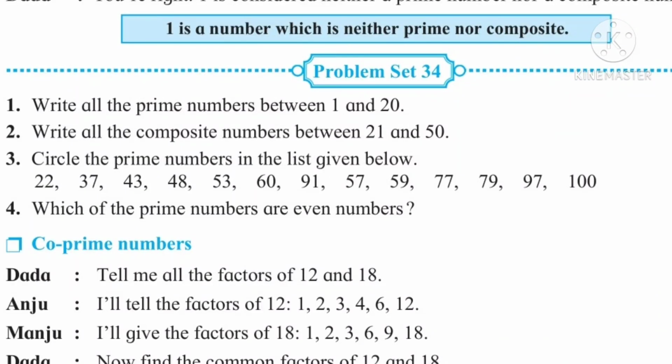So this is all about today's part. Today we have studied about prime numbers and composite numbers, and based on that problem set 34 is there. So all questions we have completed from problem set 34. So everyone complete your CW with problem set 34. Okay. Thank you.